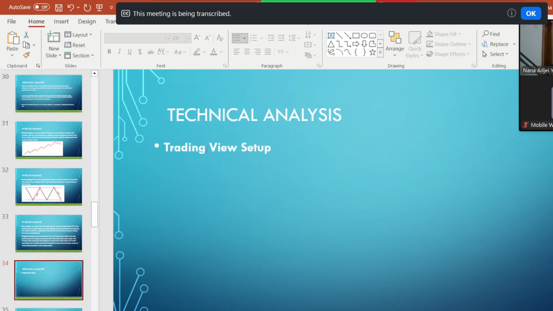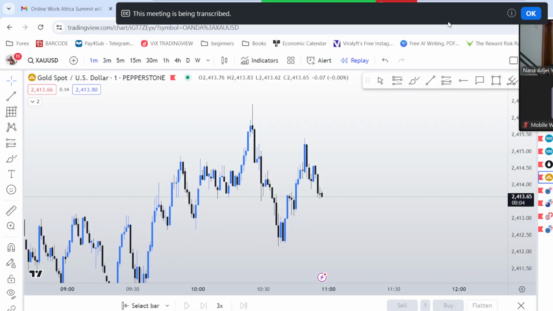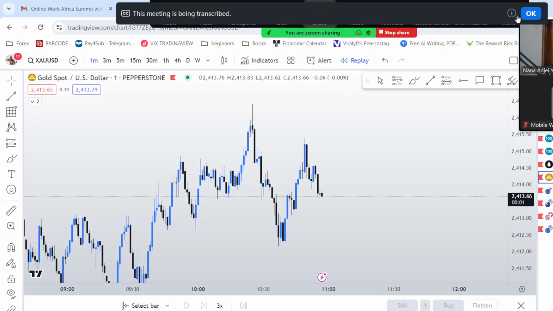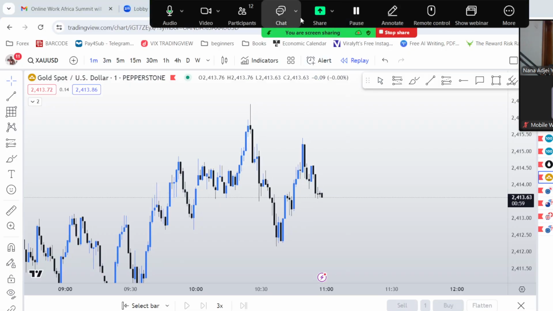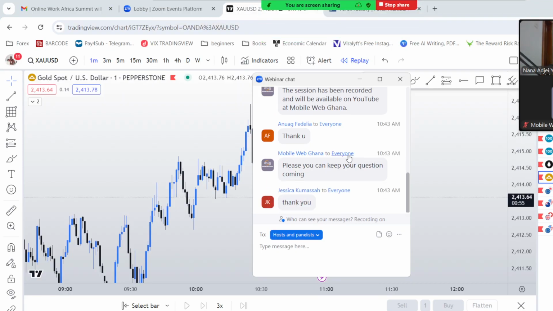And then the next one, we have the TradingView setup. Like I said earlier on, you can visit the free beginners course, and then you can set up your TradingView very well. Okay, so I'm going to skip this part and then we talk about market structure. But before that, let me pause for a while and answer some questions, then we can proceed to market structure.